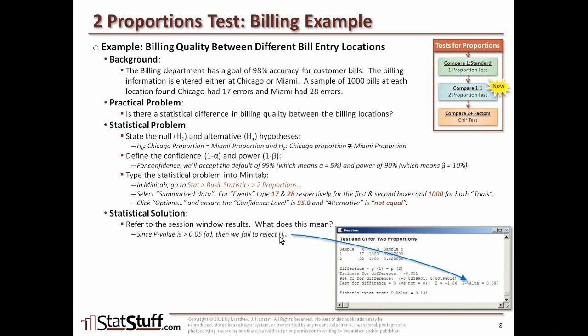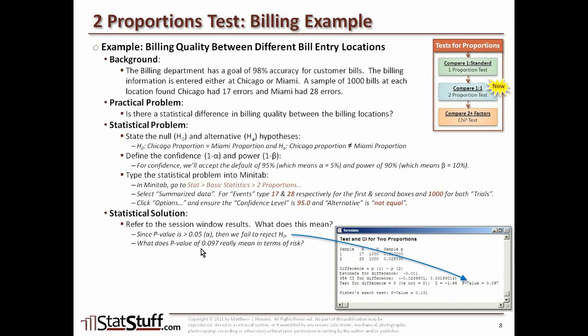By failing to reject the null hypothesis, then we presume innocence. That is, we presume that Chicago's proportion is equal to the Miami proportion. And so that means there is no statistical difference between the two values that we're comparing. They're actually performing about the same based off of the samples that we have.